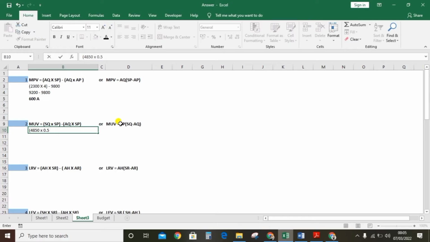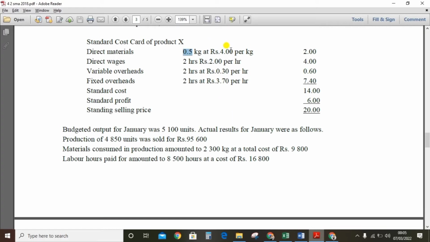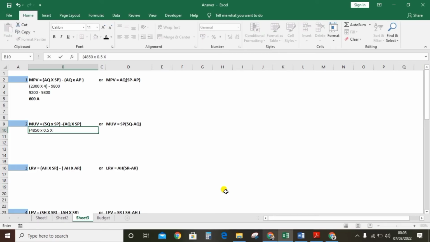And SP, standard price per material is 4 rupees. So SP is 4 rupees. Minus AQ into SP. AQ 2300 into SP 4 rupees. So we can get the summary by multiplying.